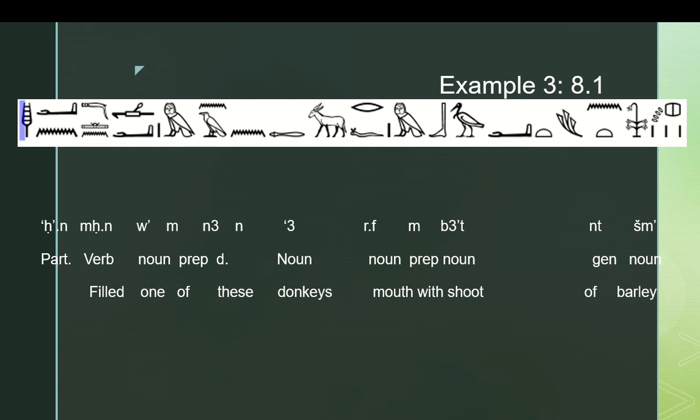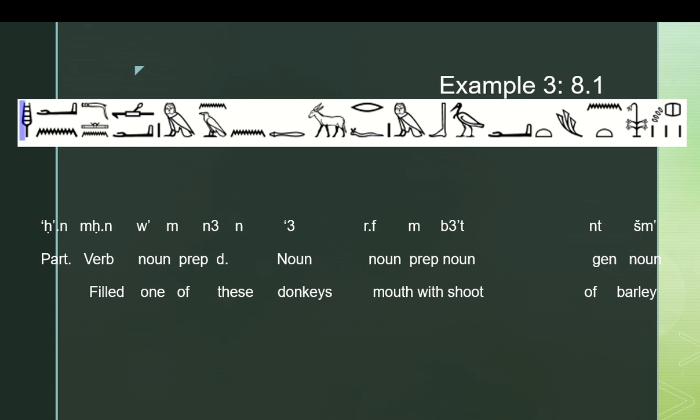That whole phrase, the whole long thing after mech and filled, works out to one of these donkeys. Na'en is the plural form of the demonstrative. La'a is, of course, donkeys. It could also mean great, but there's a donkey determinative, so it's pretty obvious which one is being meant. Wa is one, and just one of these.